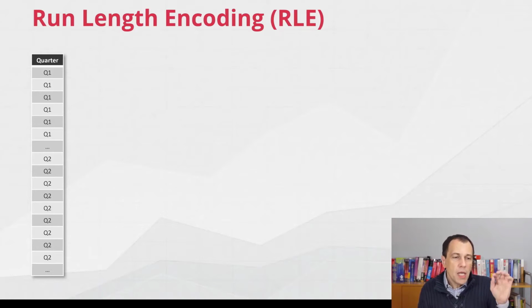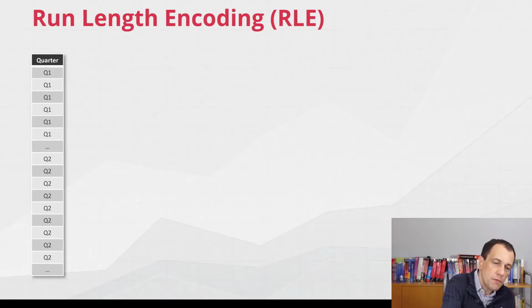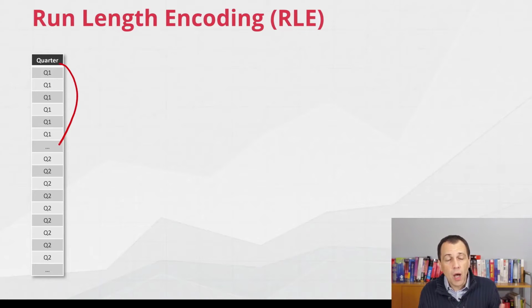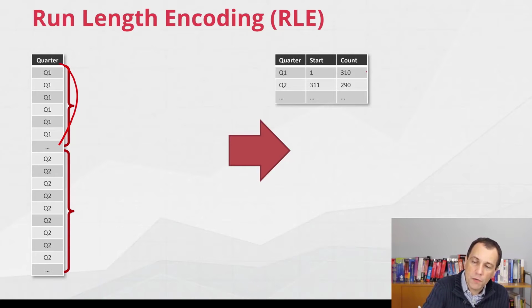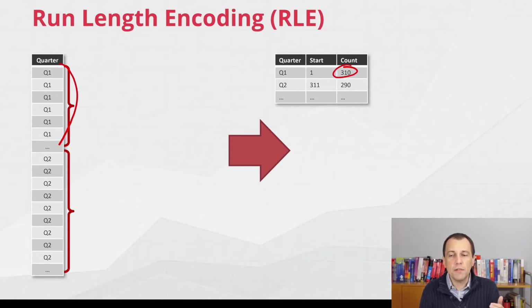Let's see an example. If we have the same value in contiguous rows, like in this case, we always have Q1, instead of repeating the same value multiple times, the run length encoding can actually store just the position and the number of rows that repeats the same value. So for example, we have 310 rows with Q1, then 219 rows with Q2, and so on. Of course, the sort order of the data in the table and in the column can produce a better or worse compression using the run length encoding. But the run length encoding can reduce, again, the size of the data in memory.